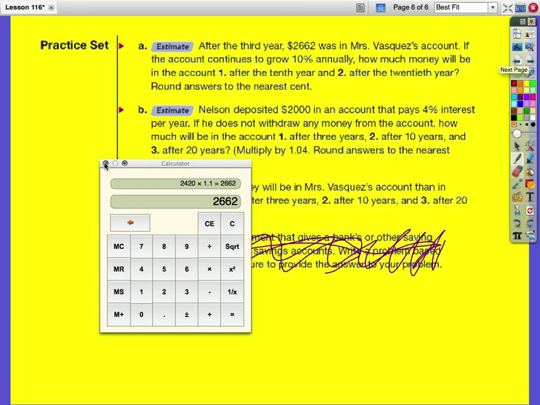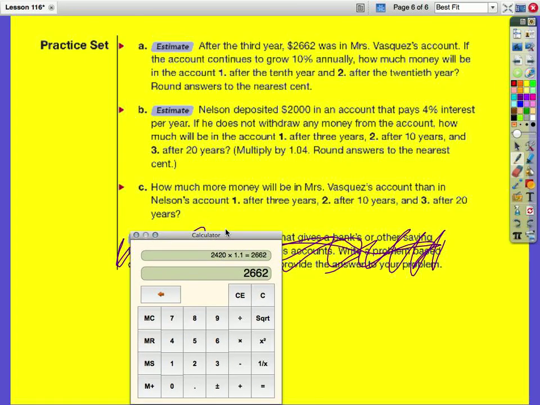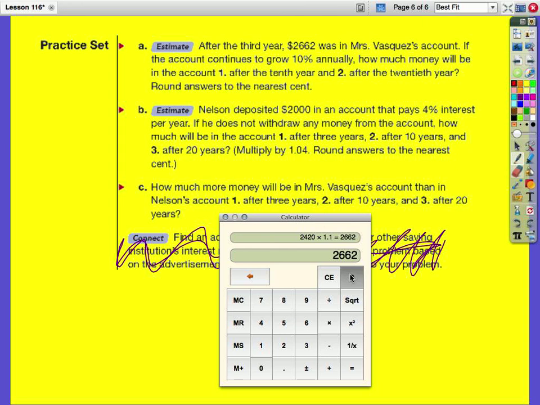Okay. So go ahead, do the practice set. You don't have to do the connect part. Okay. But notice you are going to have to use a calculator. So go ahead, do the practice set, try it out. Remember, you can use a calculator if you need to. You're probably going to need to. But make sure you bring any questions you may have to class.